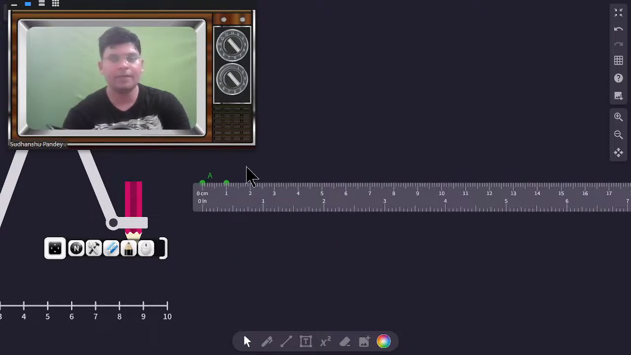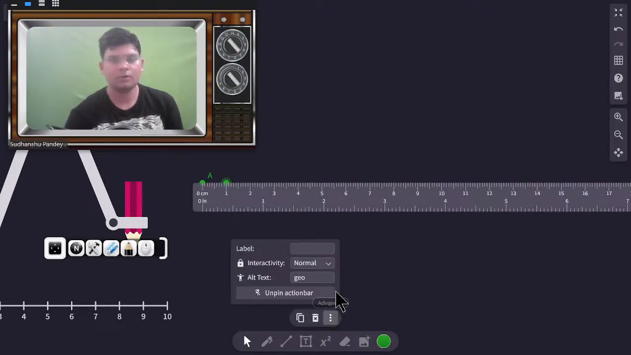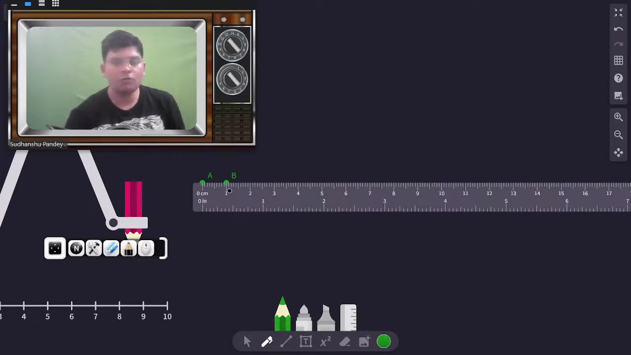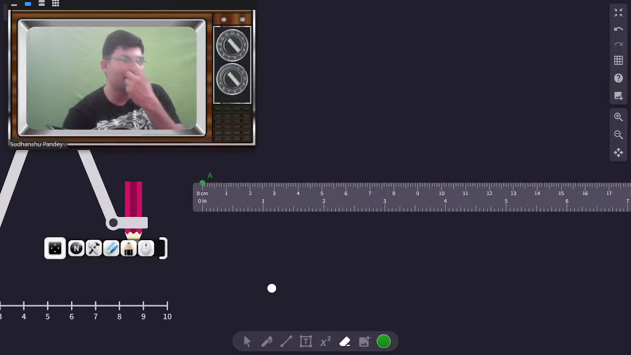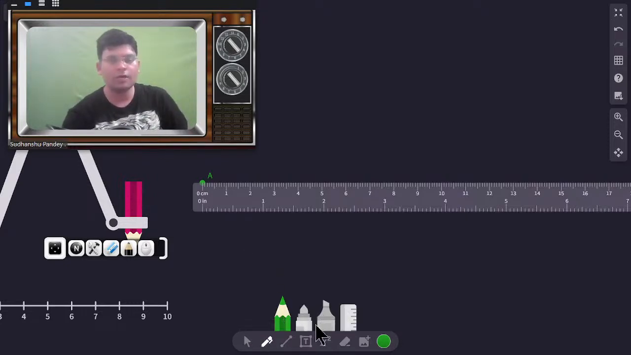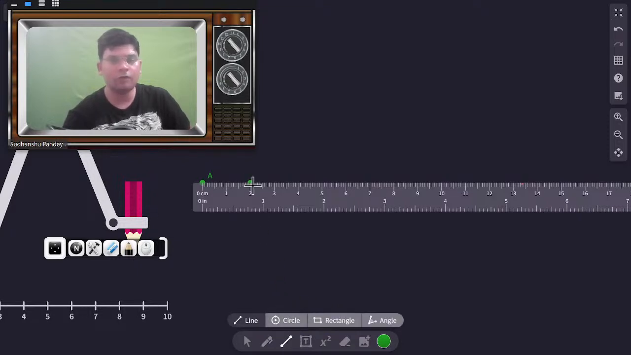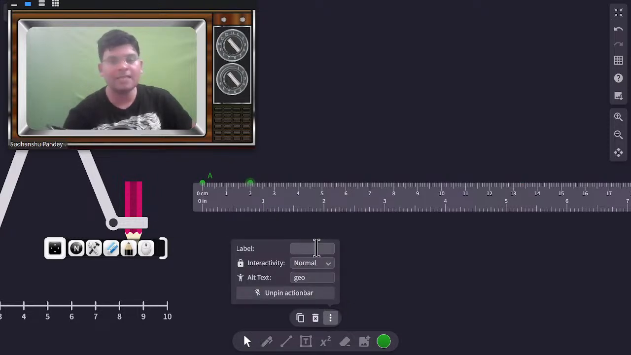Capital A, put it capital A, okay? And this is B. Now join them together. For the sake of understanding, I'm taking a 2 centimeter line, because in my case the ruler will not work, so I'm taking a slightly bigger line of 2 centimeter, but you take it as 1 centimeter only. I am taking 2 centimeter as 1 centimeter only.